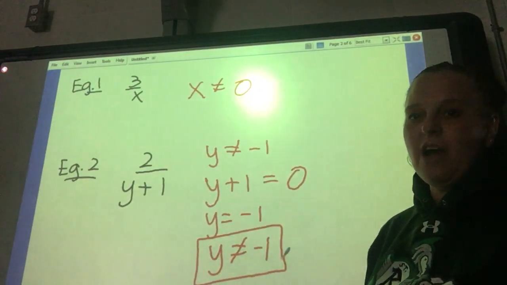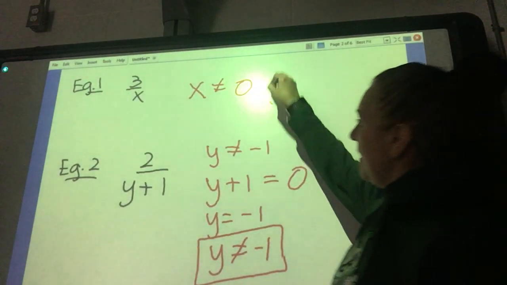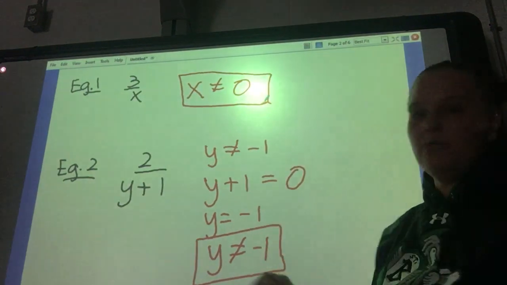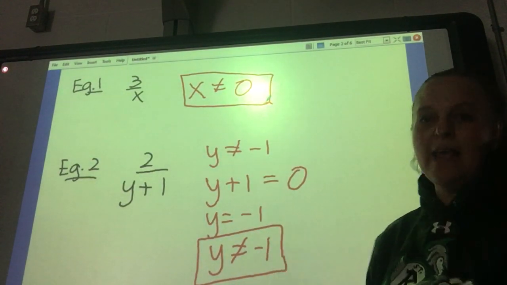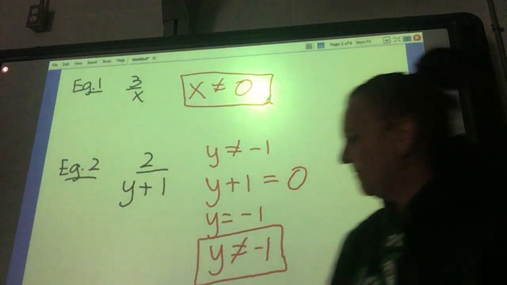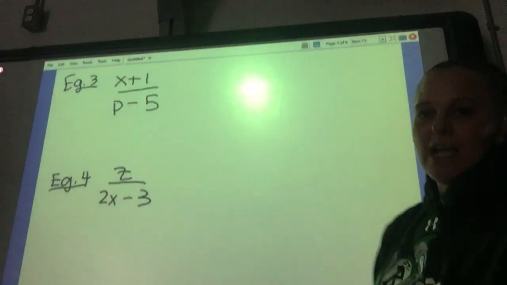So y cannot be equal to negative 1. Again, you don't have to show the work. If you can see the answer, you can go straight to the answer right away. But if you couldn't, that's the work you would use to solve for it. Okay, let's try a couple more.